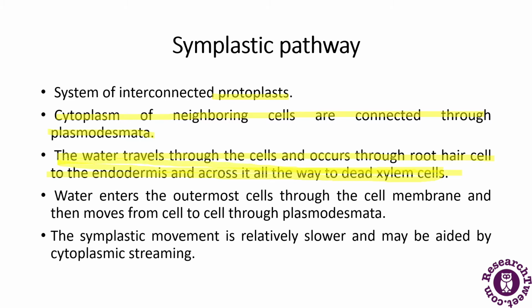Now when the water enters the outermost cells through the cell membrane and then moves from cell to cell through plasmodesmata, this is symplastic movement. It is relatively slower and may be aided by cytoplasmic streaming. So this was all about the apoplastic and symplastic movement.